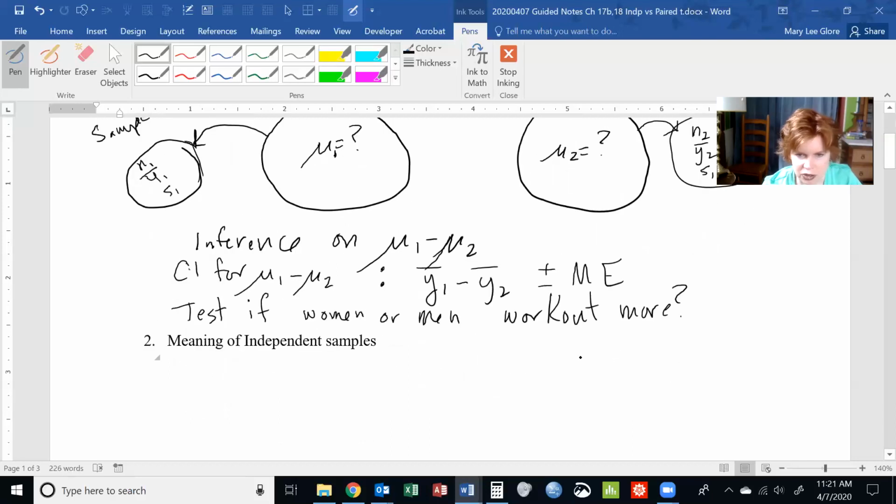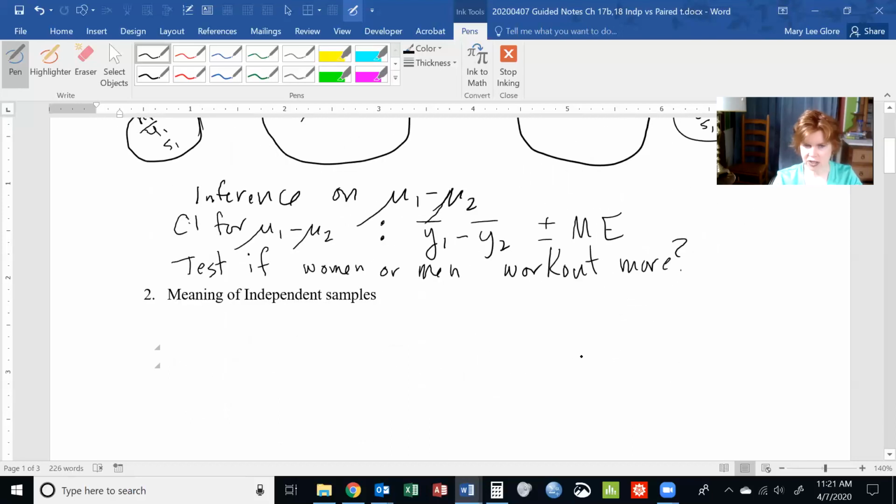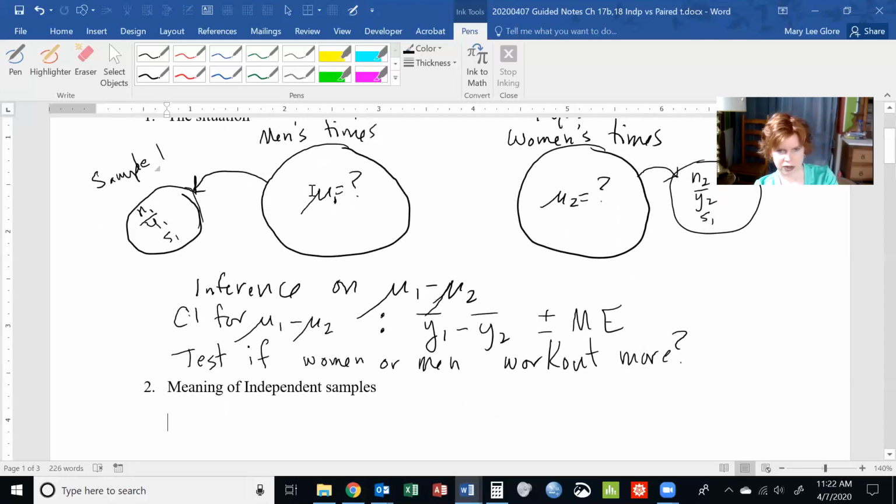Okay, so what makes this independent? All right, so the independent samples is this. All right, so independent samples, basically, when we're looking at these men over here, they are unrelated to these women.